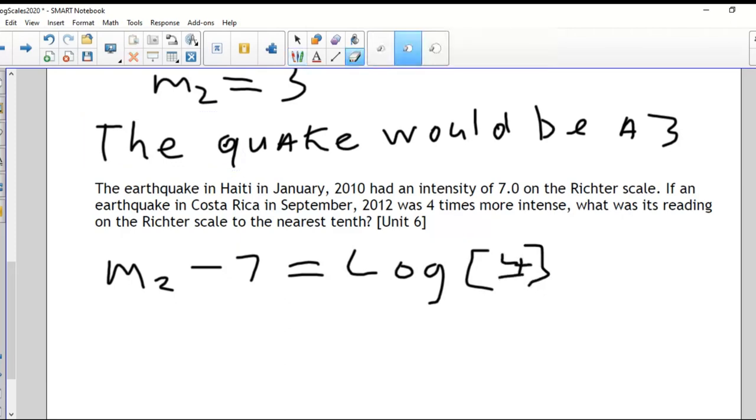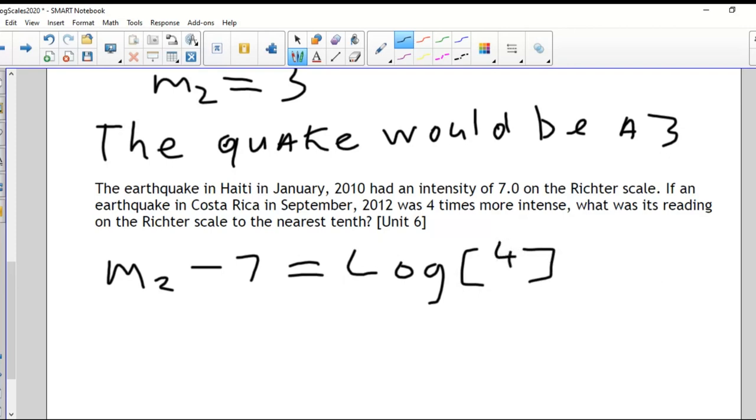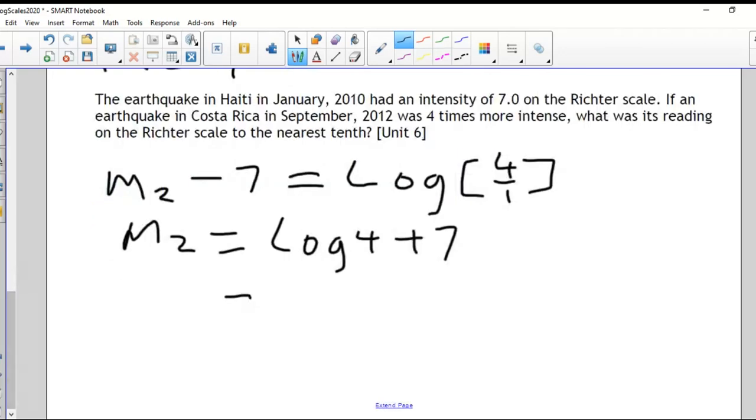So that would be 4 over 1, or just simply 4. So really my M2 is just simply equal to the log of 4 plus 7. Okay? So could I ask one of you to work that out for me, please? You're going to be surprised that the number is pretty small. For it to be 4 times more intense, it's not going to be a big difference from a 7. What does that work out? 7.6. All right, thank you very much, Donna.